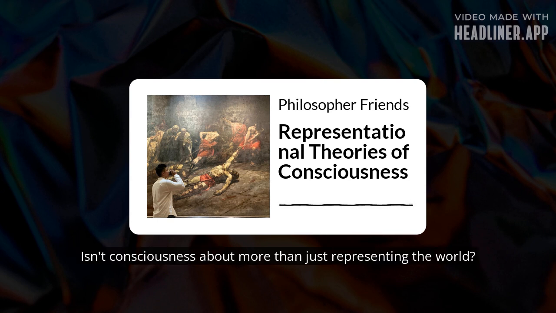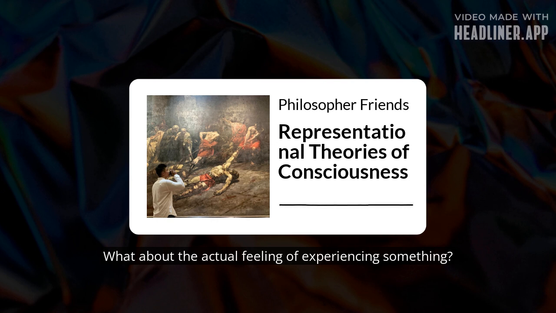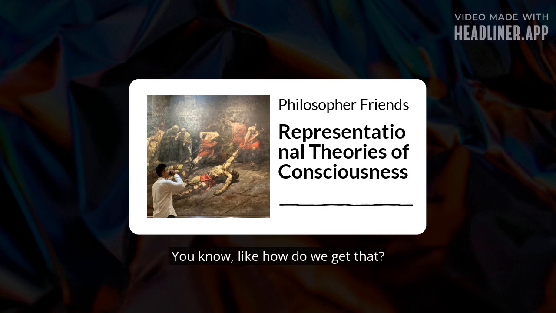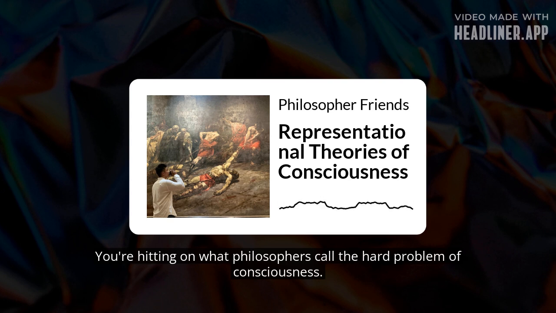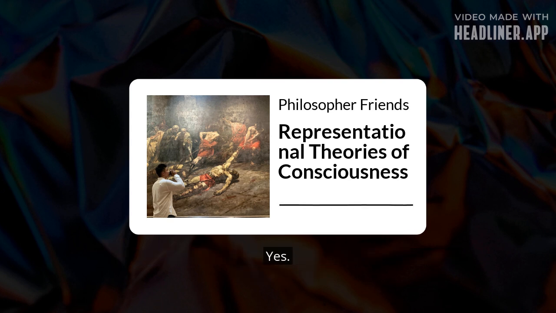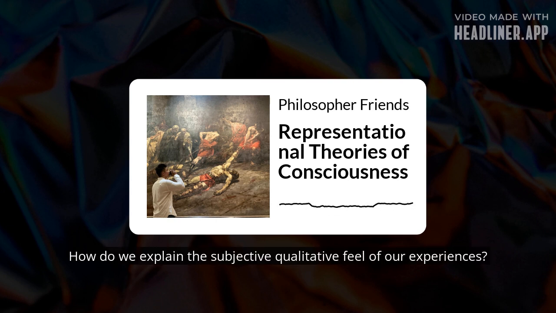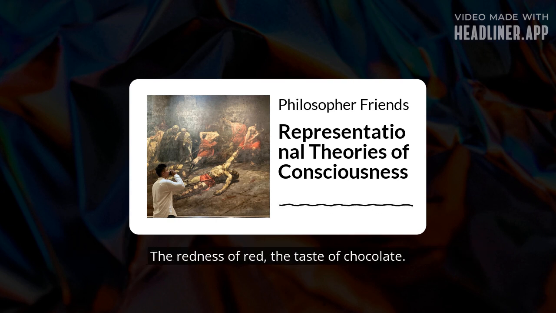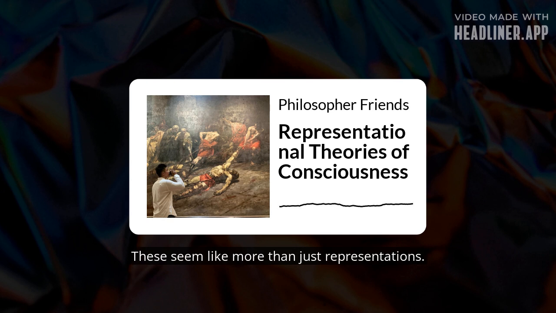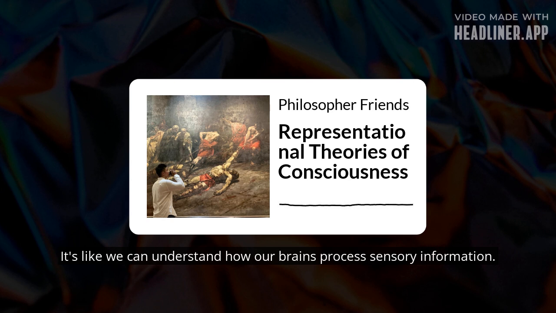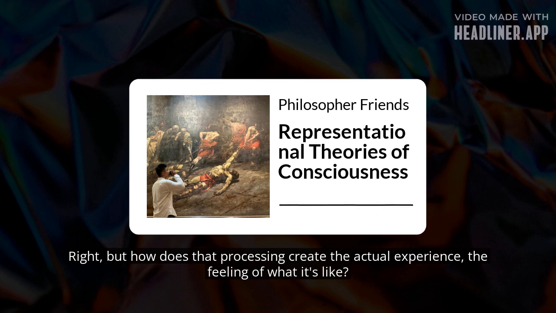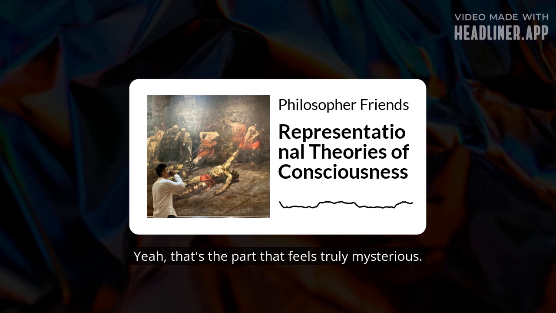But hold on, isn't consciousness about more than just representing the world? What about the actual feeling of experiencing something? That's a great question. You're hitting on what philosophers call the hard problem of consciousness. Yes. How do we explain the subjective qualitative feel of our experiences? The redness of red, the taste of chocolate. These seem like more than just representations. We can understand how our brains process sensory information, but how does that processing create the actual experience, the feeling of what it's like? That's the part that feels truly mysterious.